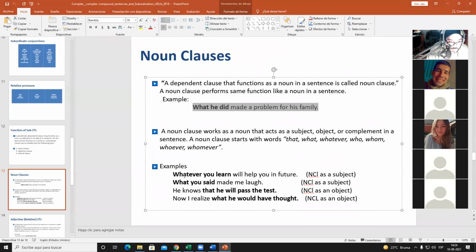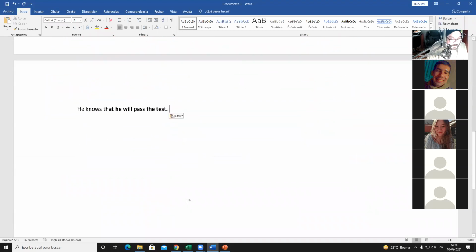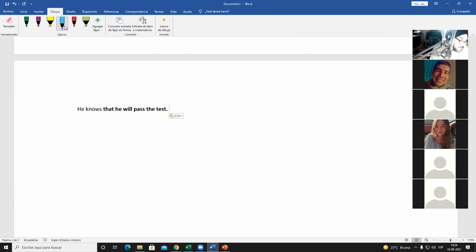Ya, entonces dijimos que una noun clause can be a subject. Ahí estamos, ¿cierto? But it can also be an object. He knows that he will pass the test. ¿Cuál es el verbo aquí? Knows. ¿Quién sabe? Él sabe. ¿Qué es lo que sabe? That he will pass the test.